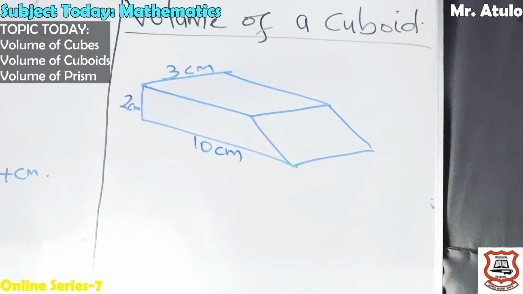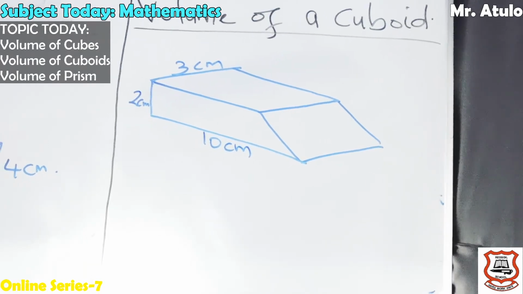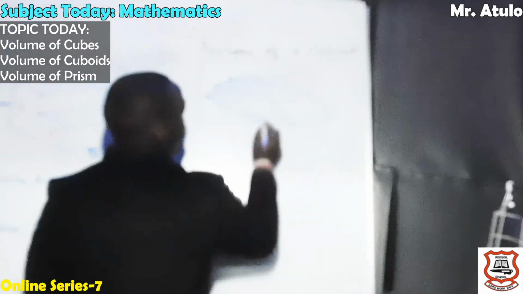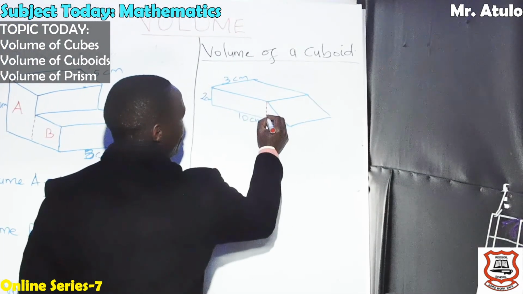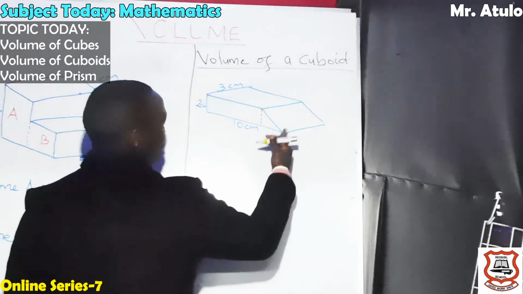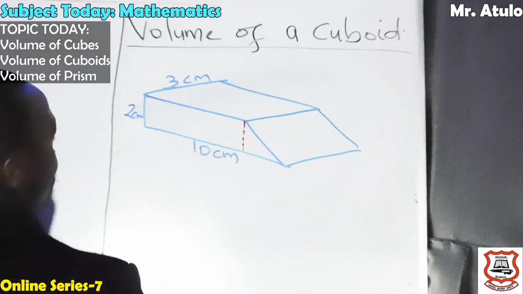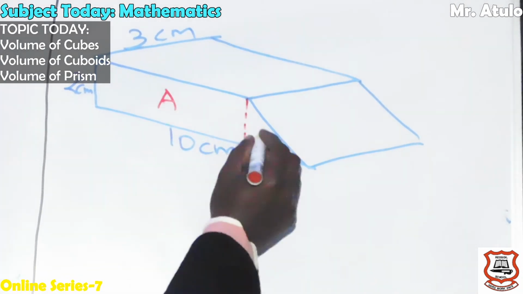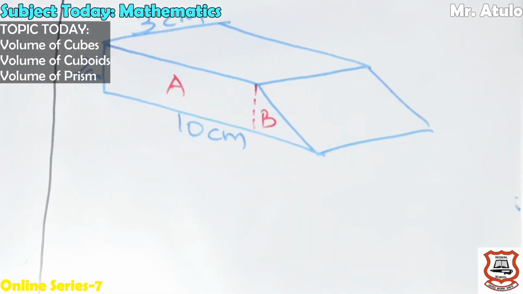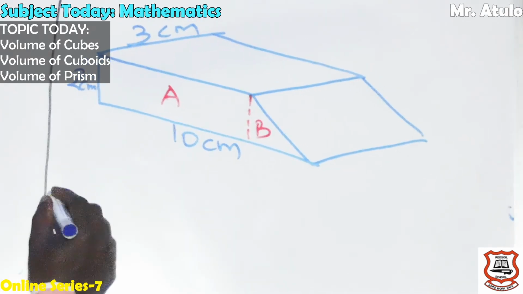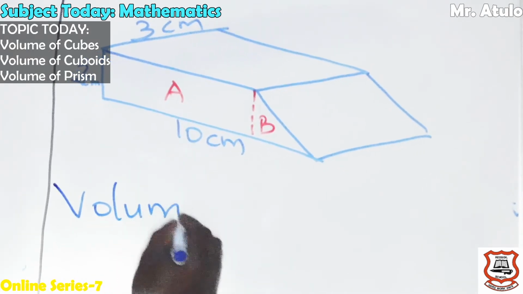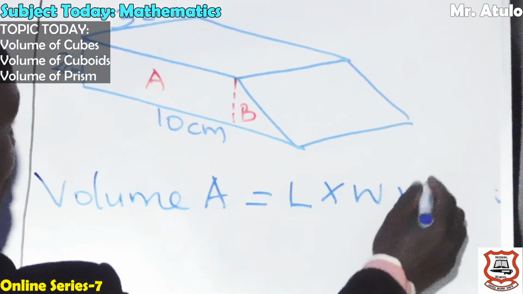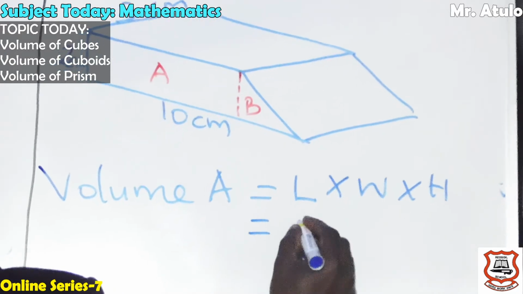To find volume of such a shape, you will still do the same thing as we did here, because these are two shapes together. We subdivide this. Now we have two shapes. We have a triangular cuboid and we have a rectangular cuboid. So these we shall call A and these we shall call B. Using the same formula, we shall say volume A is going to be length times width times height, whereby length is 10 centimeters.